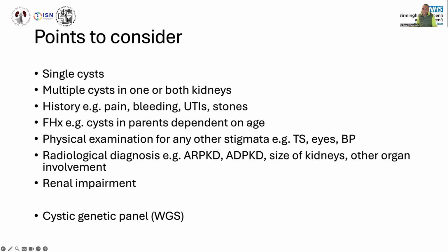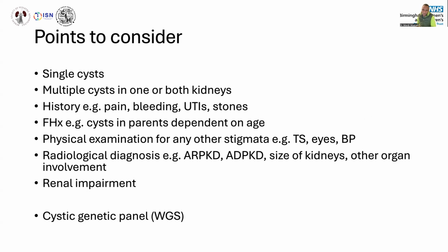What does the physical examination show? Are there any other stigmata? Could this child have tuberous sclerosis? Have we looked in their eyes? Is there a rod cone dystrophy, which one can see in some of the nephronophthises? What's their blood pressure? A number of the diseases need to have very good blood pressure control, like in polycystic kidney disease.